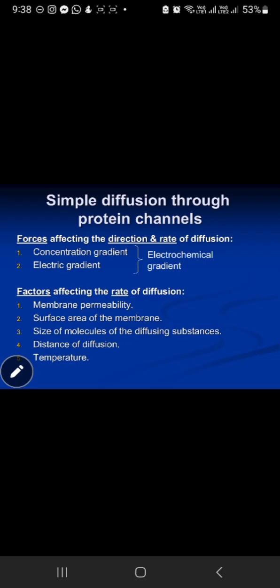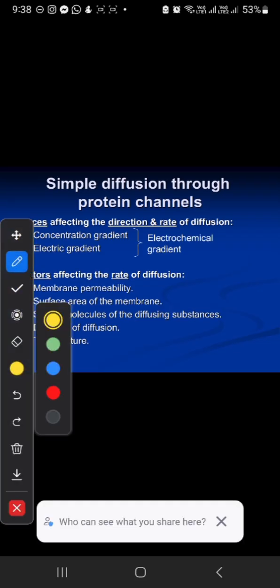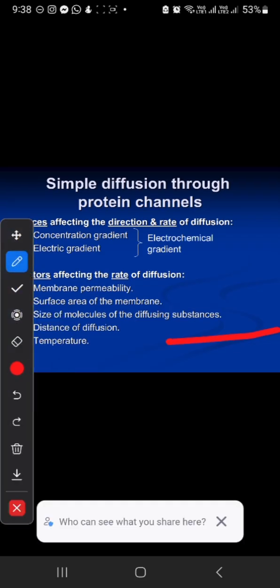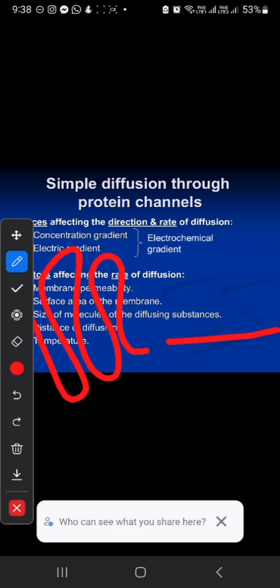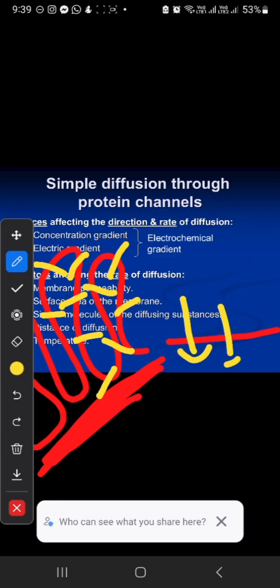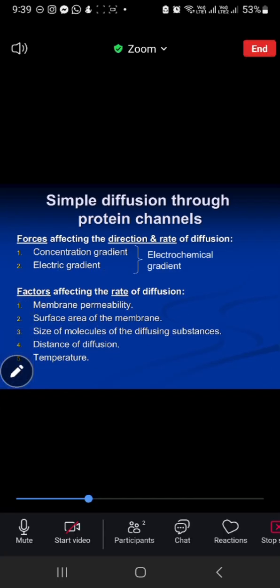The surface area of the membrane: if we have a surface area like this and another one like this, that's a very high surface area, so diffusion can occur here, here, here, here, and here. But for this one, only here, only here, only here. So an increase of surface area increases the rate of diffusion.